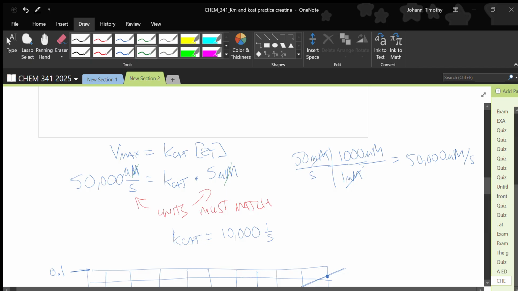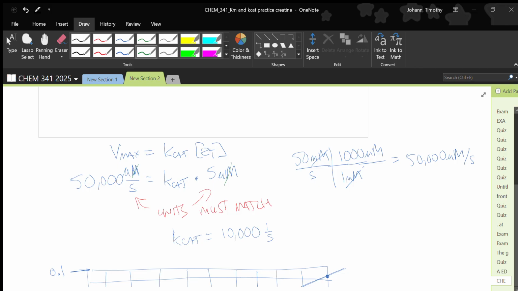So what that means is when this enzyme is fully saturated, it can make 10,000 products per second. Okay, that's what the Kcat means. If I had 1 mole of enzyme, it would make 10,000 moles per second.